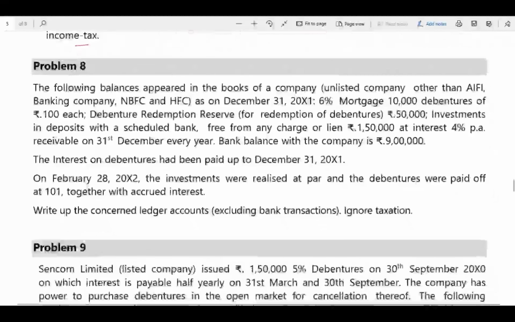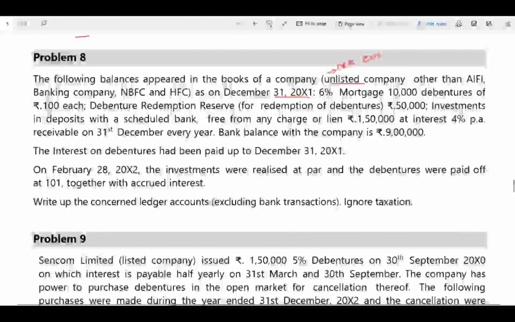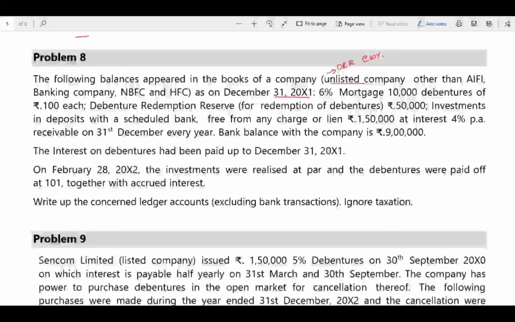The following balances appeared in the books of the company. It is unlisted, other than AFI, that means DRR at 10%. We have to ensure that DRR is created with at least 10% before starting redemption. The following balances appeared on 31st December 2001: 6% mortgage, 10% debentures of 100 each, and DRR, debenture redemption reserve, 50,000.